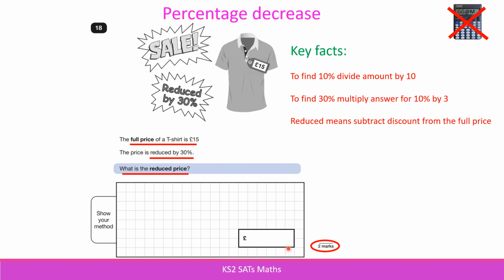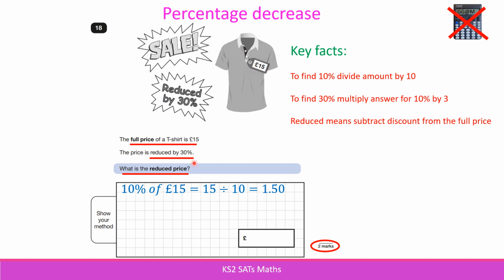Great work, guys. Hopefully you've managed to come up with an answer. So as I discussed earlier, 10% of 15 is going to be 15 divided by 10. The digits move one place to the right each, and that gives me £1.50. I put a 0 on the end because I'm dealing with money. So £1.50 is what I've got here.